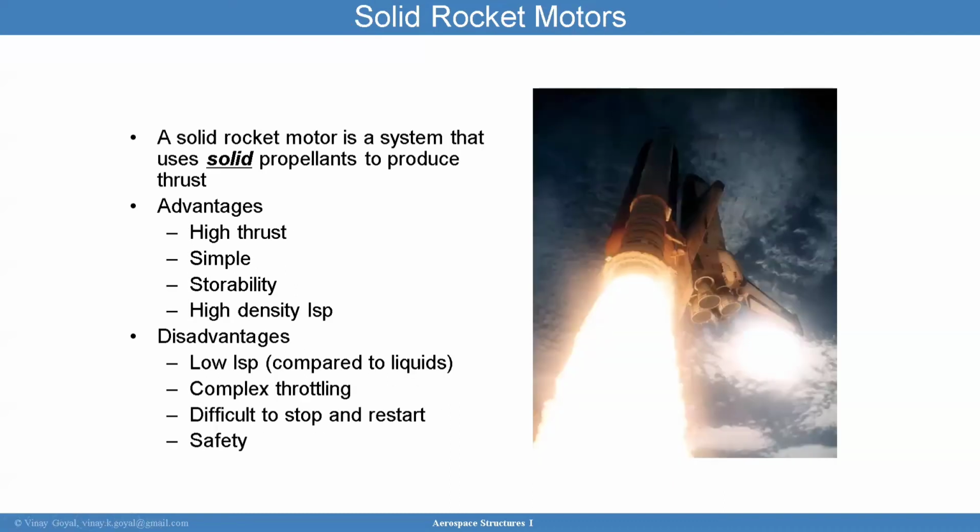Solid rocket motors, in the other sense, are simple, have high thrust, are easily storable, and have high density. Disadvantages are that in some cases you will have lower ISP than liquids, complex throttling, and they are difficult to stop and restart. So once you have a failure, it's going to blow up. It's very hard to stop it. And the disadvantage again is safety, because the propellants tend to be toxic for the human body.